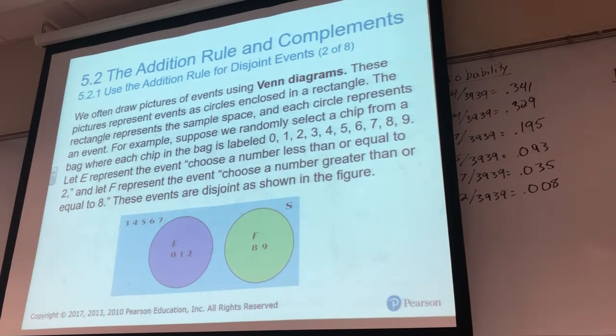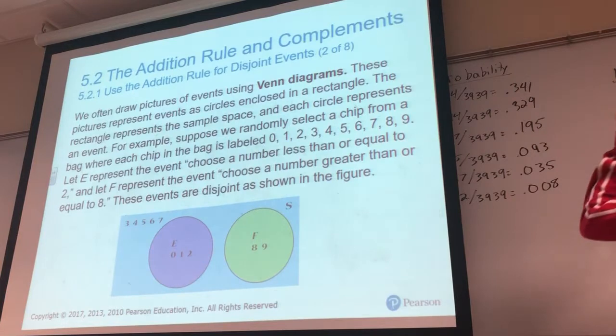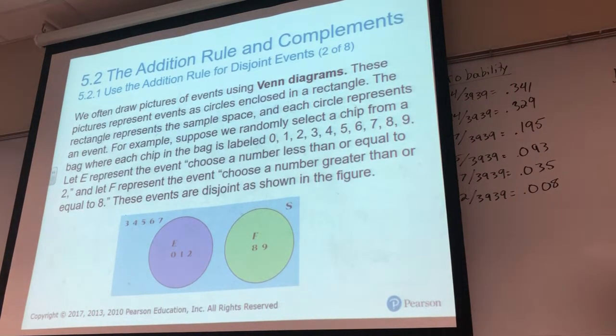Okay, well, for this one, we're going to figure out their probabilities. So we're looking at probability of E. If we're drawing these chips out at random, there's 10 chips altogether. What's the probability that we get a number that's less than or equal to 2, as a fraction?